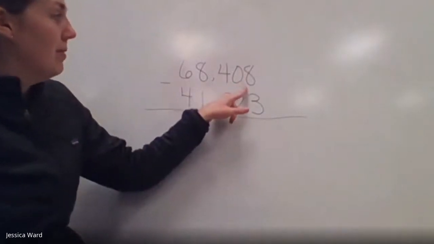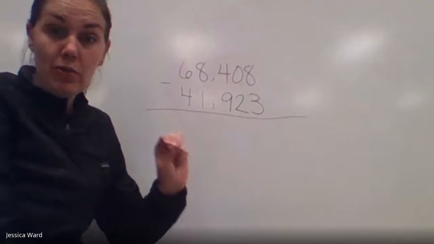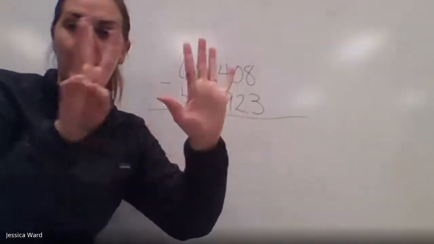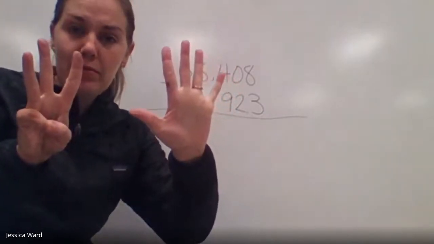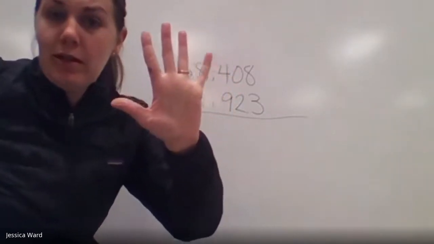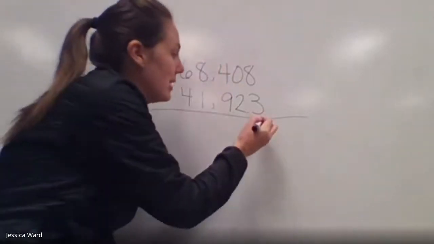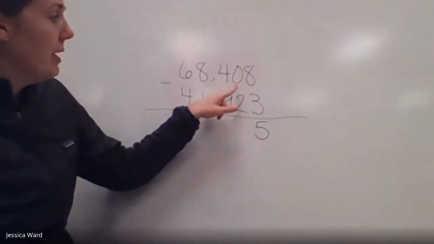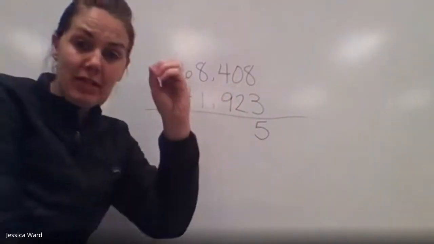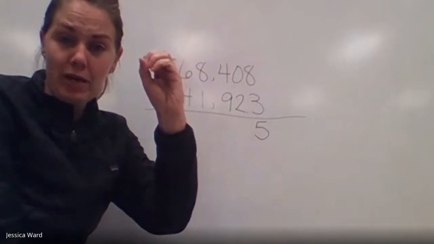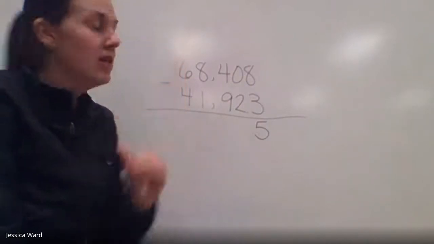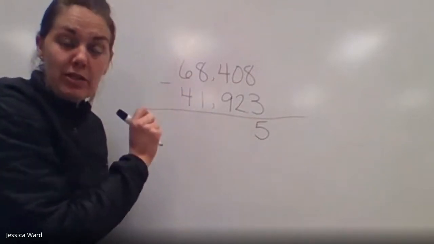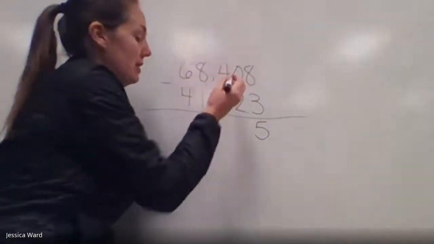My first number, remember I always start in the ones column. I'm looking at 8. I need to take away 3. If I have 8, can I take away 3? Absolutely. It's going to leave me with 5 left over. So that's exactly what I'm going to write in my ones column. Now looking at my tens column, I have 0 and I need to take 2 away. Can I do that? No, because I've got nothing. So I'm going to need to go next door and take one of my groups of hundreds to make 10 tens.